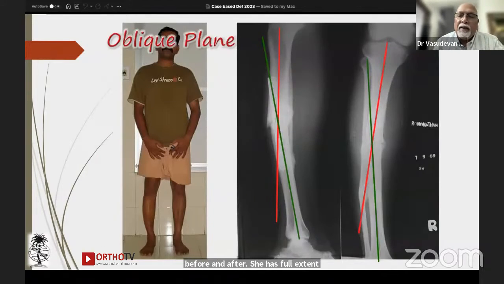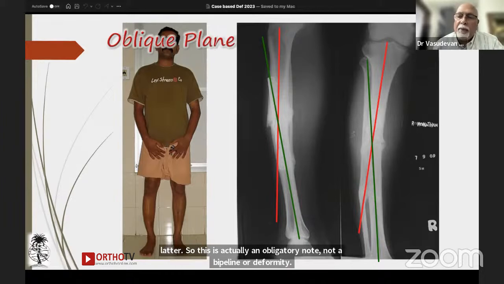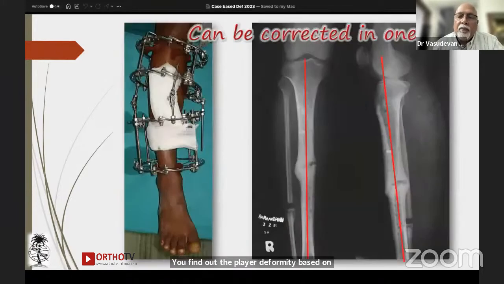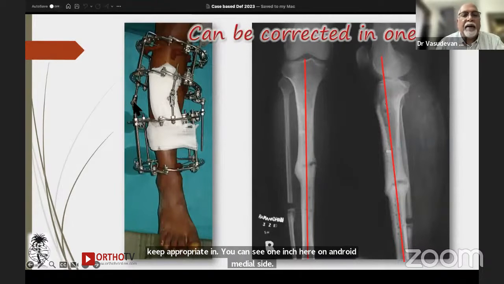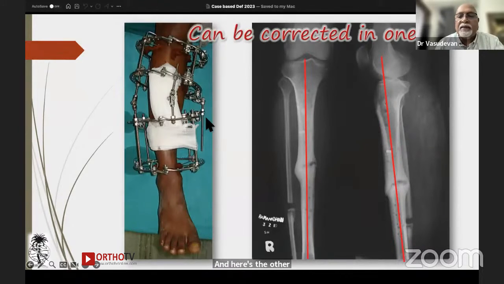Now going into oblique plane deformity, where you can see the deformity both in AP and lateral. So this is actually an oblique plane, not a biplanar deformity. You find out the plane of deformity based on your oblique plane planning and keep the appropriate hinge. You can see one hinge here on the anteromedial side, and here is the posterolateral side. So this is the oblique hinge and that's the distractor.